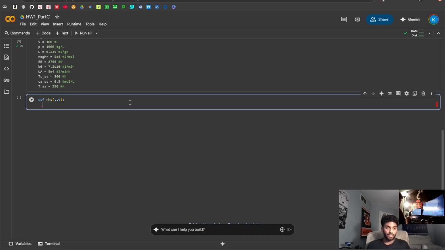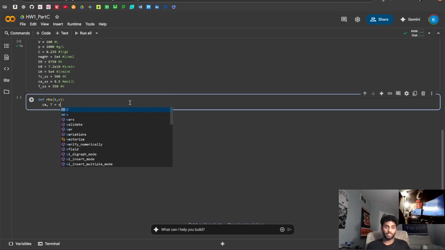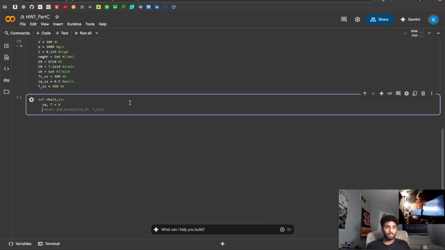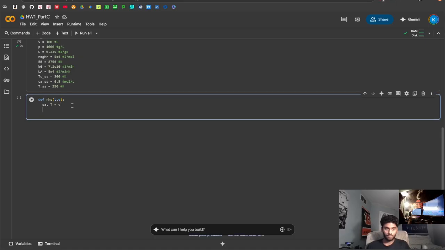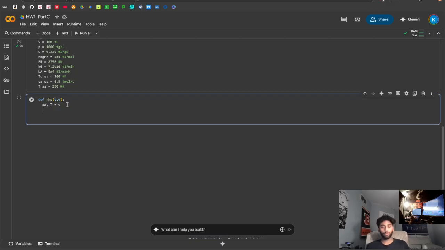So we'll unpack this vector. We'll go concentration of A and temperature is going to be equal to whatever vector we had just defined. So that should be a lowercase v. Right. So essentially what we're going to be doing is giving it an initial value of what our concentration of A and what our temperature is. And that will get unpacked from the vector that we give it in our initial guess. So that should work fine.